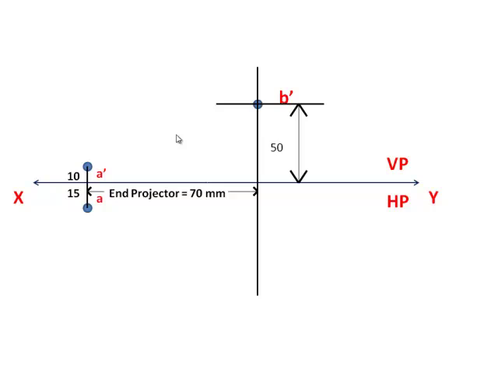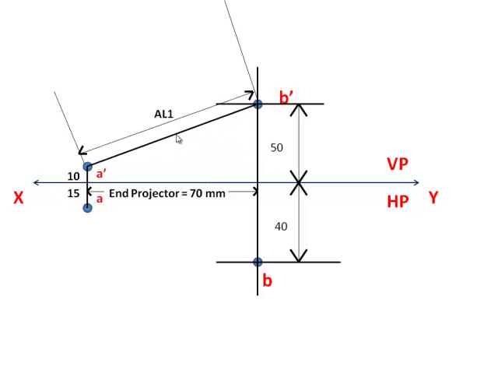So what will be the next step? 40 mm in front of VP. Draw a horizontal line that will intersect with the end projector line. That point is your B. Did you solve up to this? So shall we join A dash to B dash and A to B now? See here, A dash to B dash is nothing but apparent length 1. Am I right? Apparent length 1.